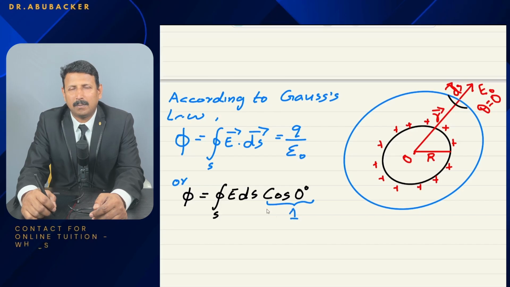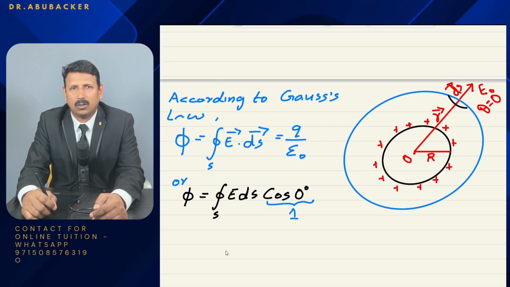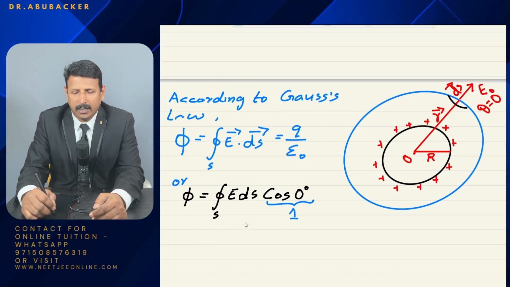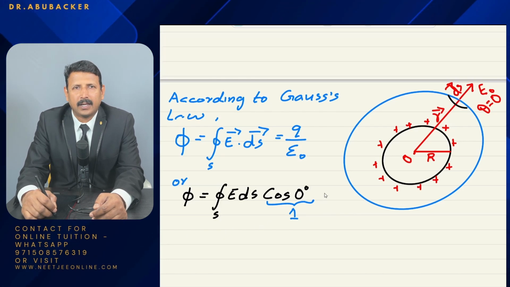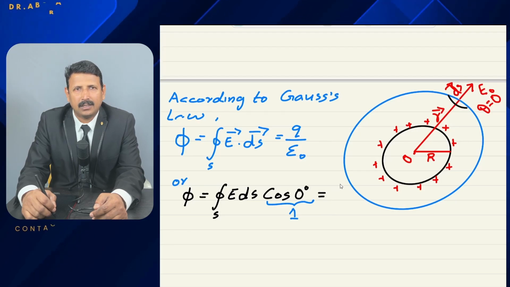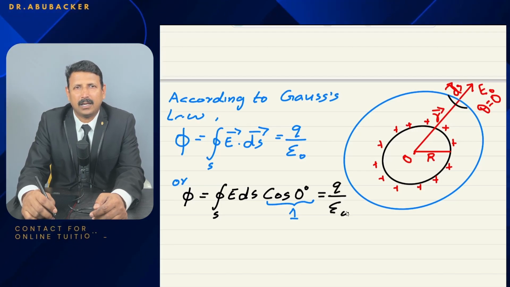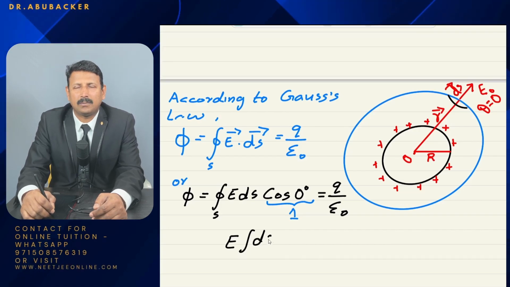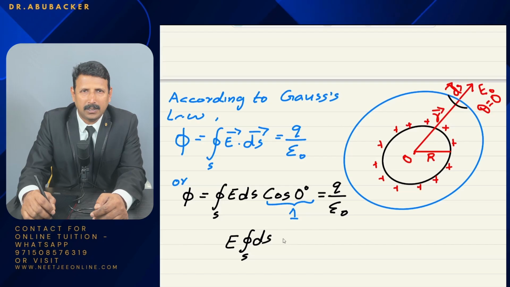Cos theta actually, but theta here is 0, so cos 0. You know that cos 0 is 1. So what is there in the equation now? Phi is equal to the integral of E dot ds. On the right side, I forgot: Q by epsilon 0, because we are writing Gauss's law, right? The right side is 1 by epsilon 0 times Q, that is Q by epsilon 0.